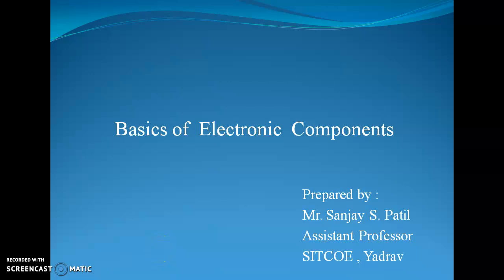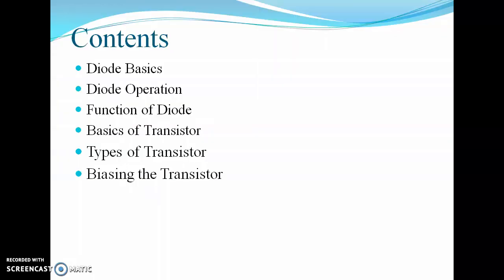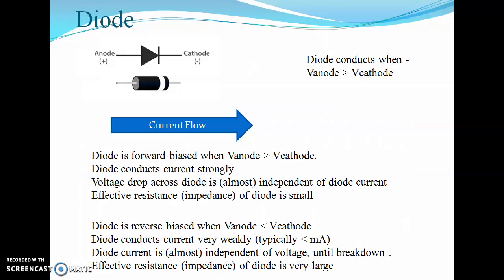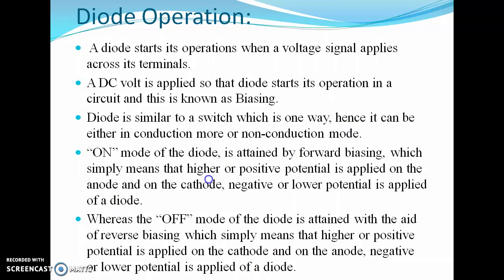Actually, one part we have covered, diode we have seen last time. So now let's see transistor. So in this presentation we are going to see basics of transistor, then types of transistors, and how to bias a transistor. Diode we have seen in our last presentation.